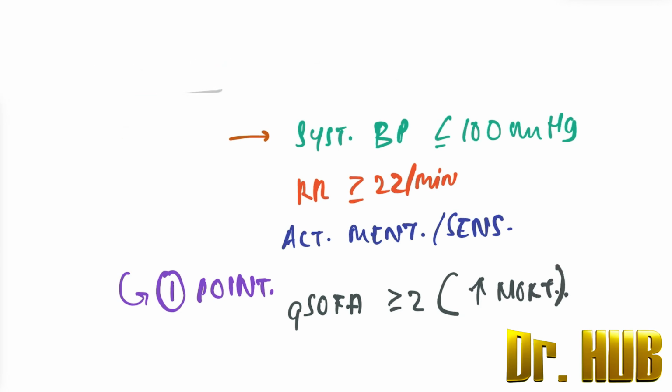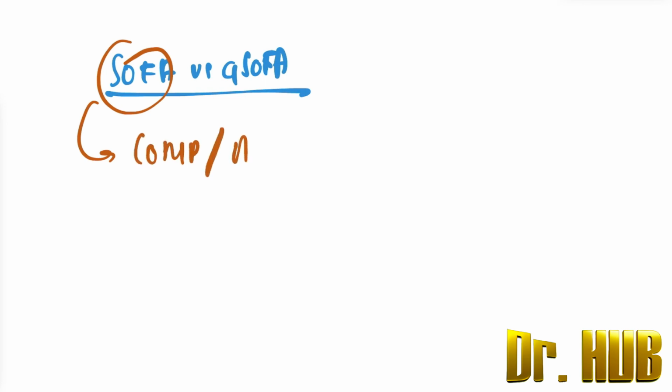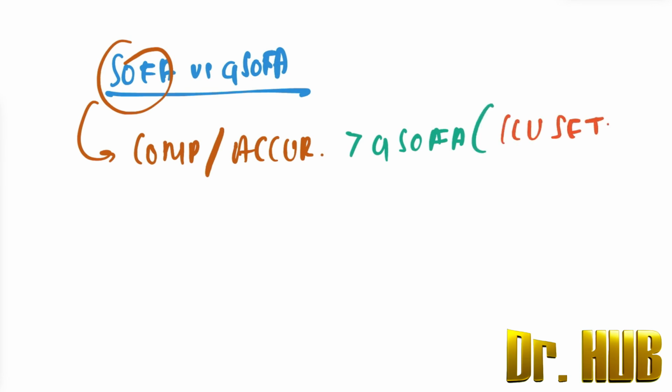Now let's compare the SOFA versus the qSOFA score. Here we need to know that the SOFA score is more comprehensive and accurate. It is a comprehensive as well as accurate scoring system that is superior to the qSOFA score in an ICU setting.